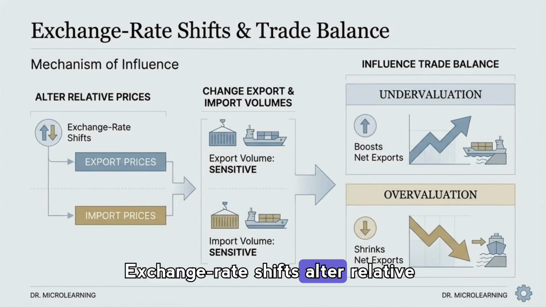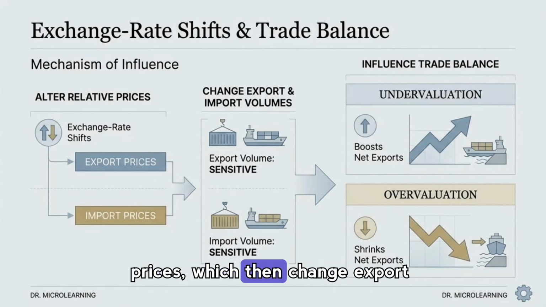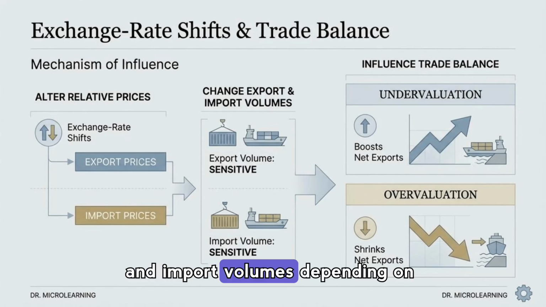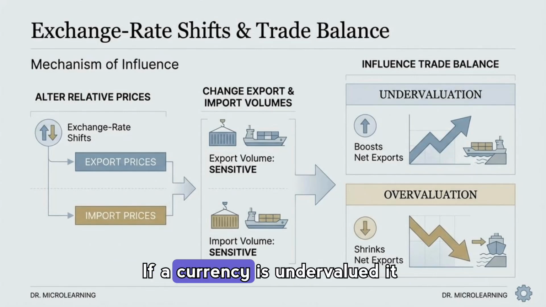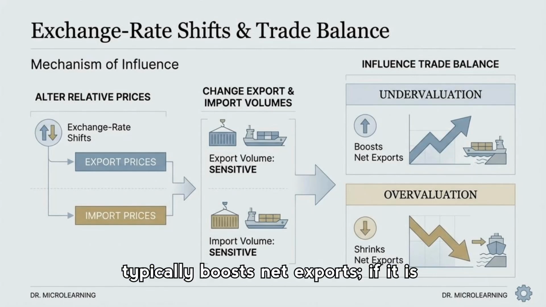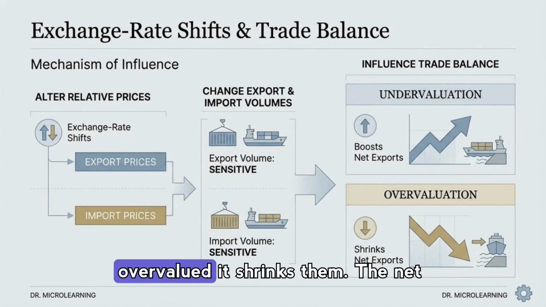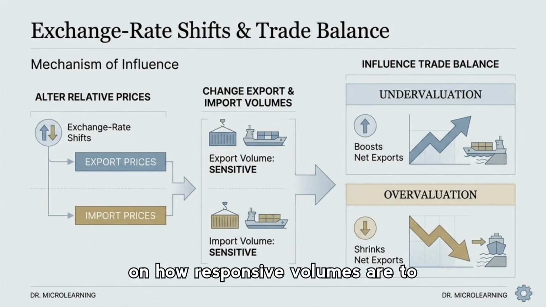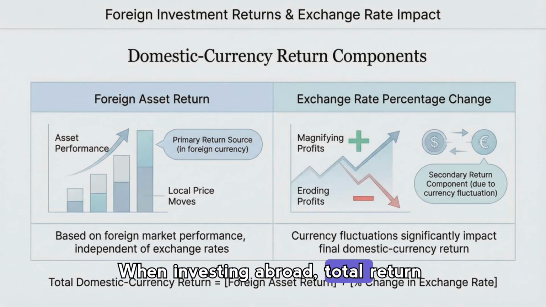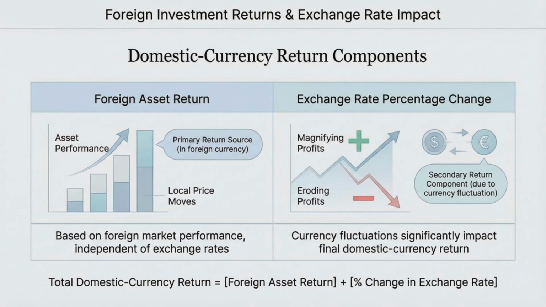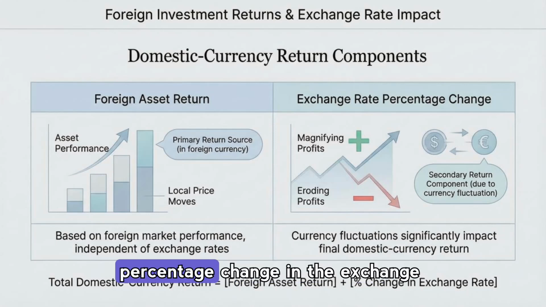Exchange rate shifts alter relative prices, which then change export and import volumes, depending on how price-sensitive those flows are. If a currency is undervalued, it typically boosts net exports. If it is overvalued, it shrinks them. The net effect on the trade balance depends on how responsive volumes are to price changes and the timing of those adjustments.